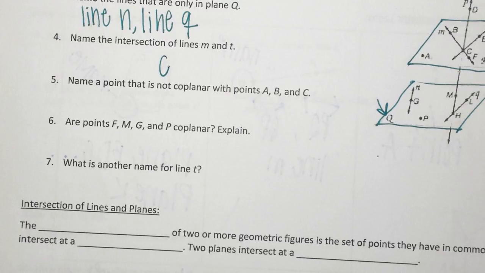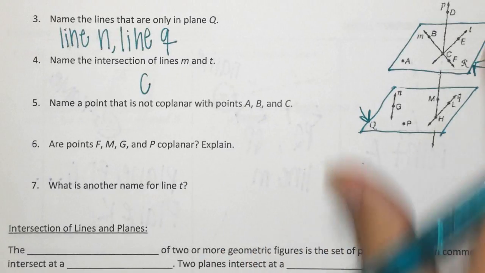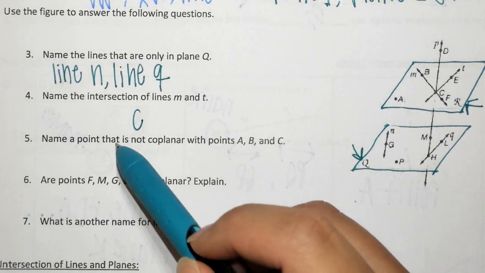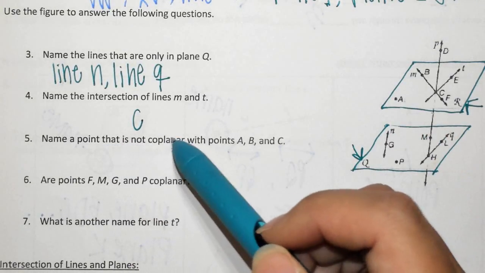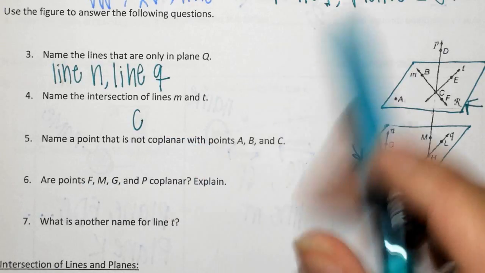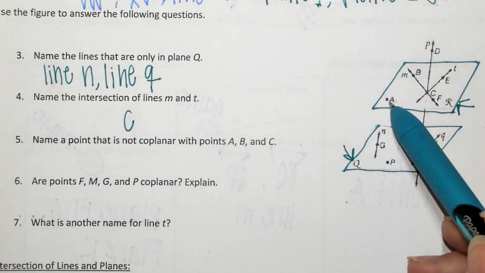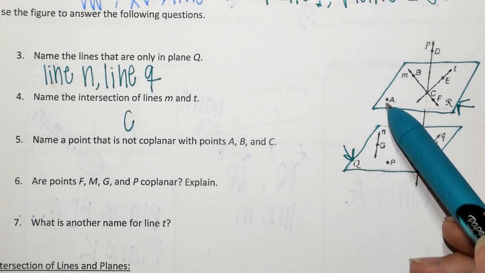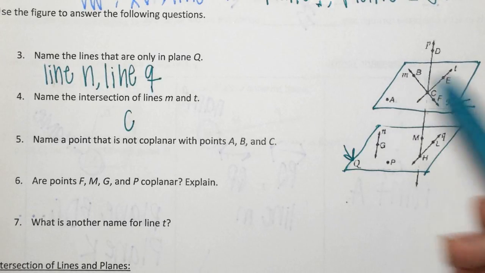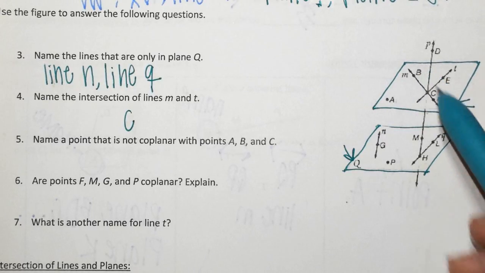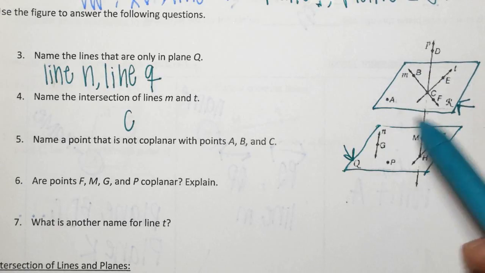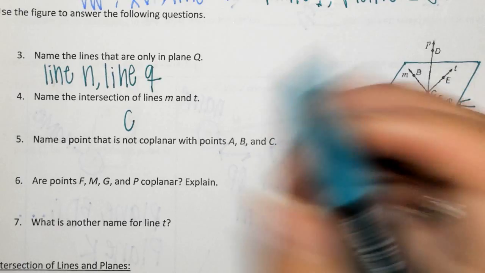Number 5, guys. Name a point that is not coplanar, which means it's not on the same plane. Well, where's A? Point to A. Here's A. Where's B? Where's C? Are A, B, and C all on the same plane? Yes. But John, what point is not coplanar? D.